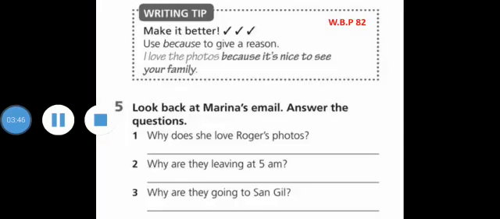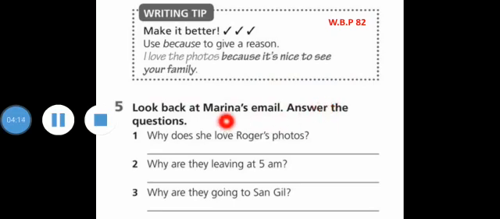Now let's go on to this writing tip. Make it better. Use because to give a reason. I love the photos because it's nice to see your family. Because is followed by the reason: it's nice to see your family. Why do you love the photos? Because it is nice to see your family.